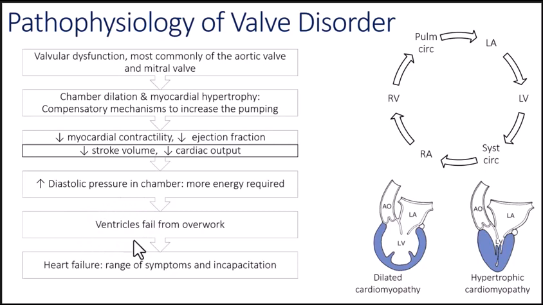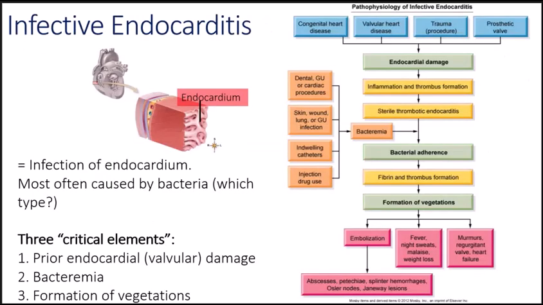Ventricles will eventually fail from overwork, and it can lead to heart failure if it's not addressed. And it'll be varying degrees of outcomes and clinical manifestations depending on the degree of damage, where the damage is, what caused the damage, the age of the patient, and the overall heart health of that patient. It's going to vary what we see as a result of this state.